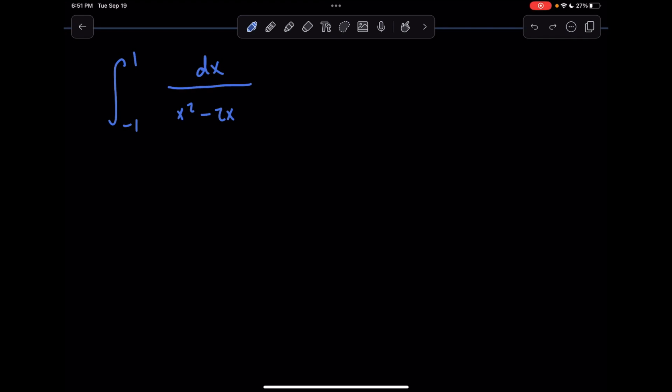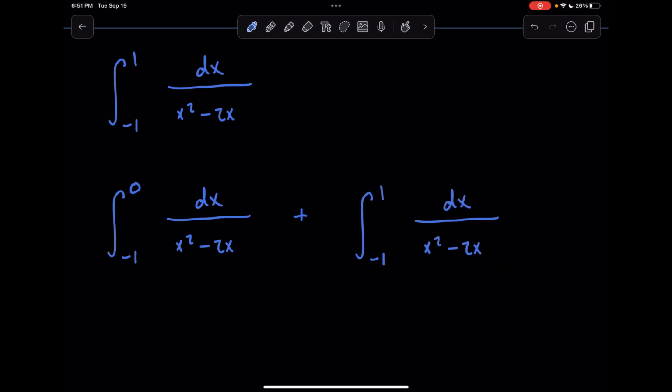Now let's look at the integral from negative 1 to 1 of dx over x squared minus 2x. Notice that when x is equal to 0, the denominator is 0. And since x is between negative 1 and 1, we're going to have to rewrite this as two separate integrals. The first integral will go from negative 1 to 0. And the second integral will go from 0 to 1.